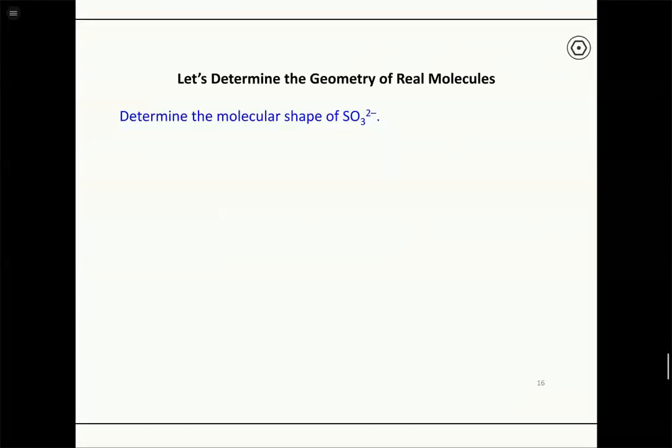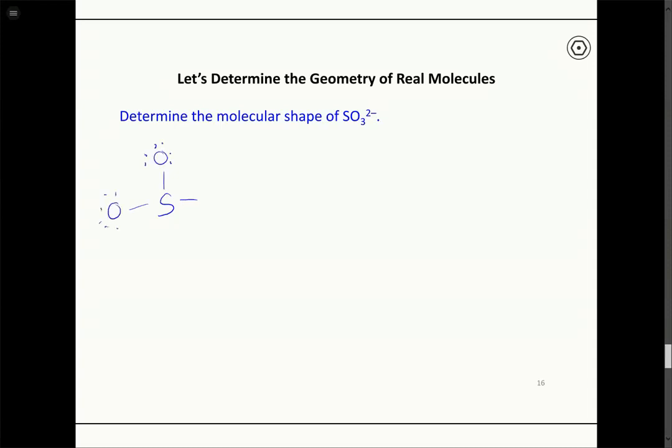Let's do one more, sulfite, SO3 2-. I'm not going to go through all the steps to draw the Lewis structure because I think we're probably beating a dead horse at this point. But for SO3 2-, what we get is a Lewis structure that would look like this. We have to add in 2 extra valence electrons for the -2 charge, but when we do all that and arrange the electrons around the central atom, this is what we would get.